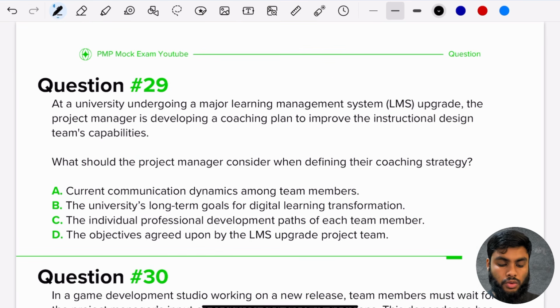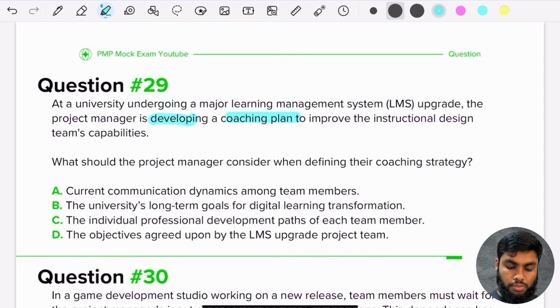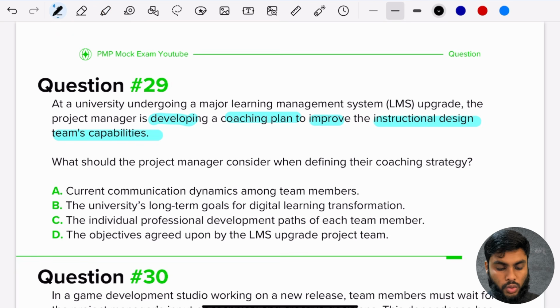At a university undergoing a major learning management system upgrade, the project manager is developing a coaching plan to improve the instructional design team's capabilities. Awesome. So the PM is developing a coaching plan to improve the instructional design team's capabilities. That's our problem statement. What should the project manager consider when defining their coaching strategy? Let's start eliminating some answers.